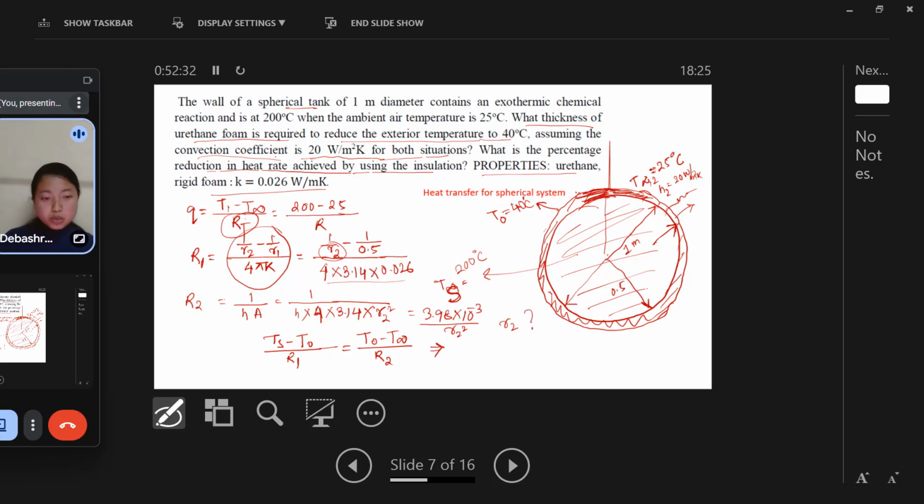You'll get some quadratic equation of R2. So you just maybe by trial and error method you can calculate the R2, or in some scientific calculation also you can calculate the value of R2, because here the square term is there, so you'll get a quadratic equation in R2.